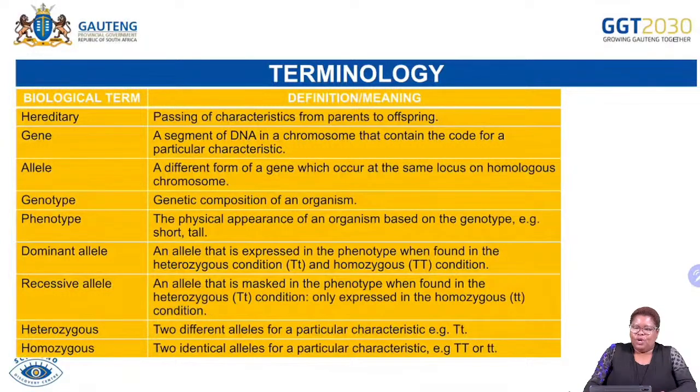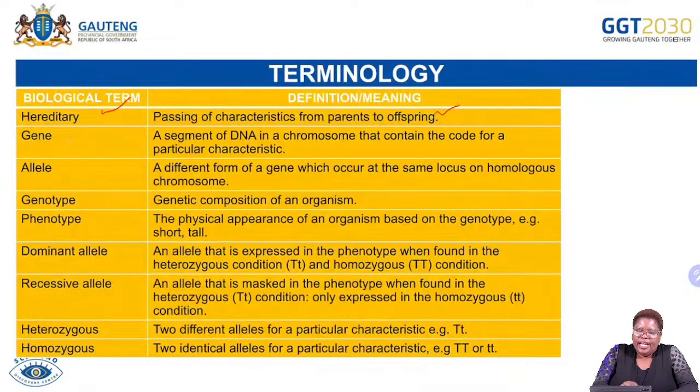Now, this is terminology that you need to learn, right? These are the terms under genetics and inheritance. Also, we are talking about those when we look at the subtopic pedigree diagrams. Right? Hereditary, what does it mean? It is the passing of characteristics from parents to offspring. We have observed that when we looked at our generations there.